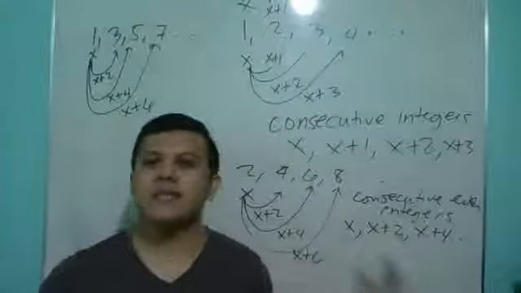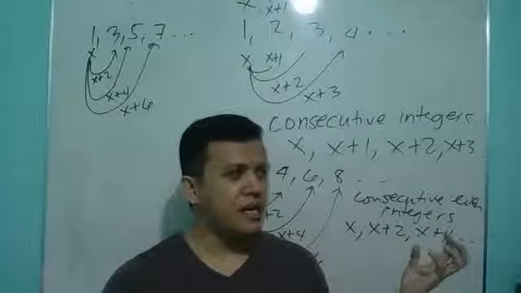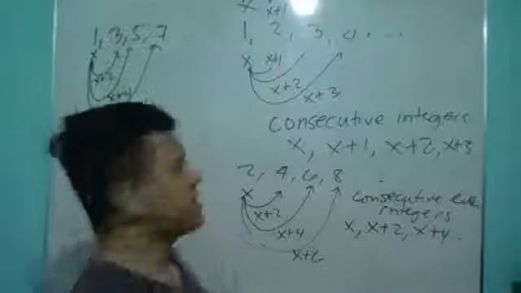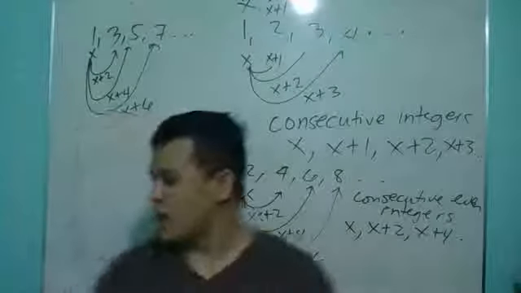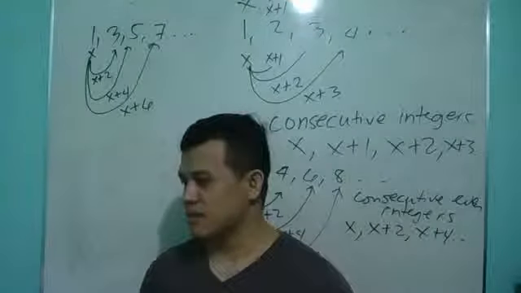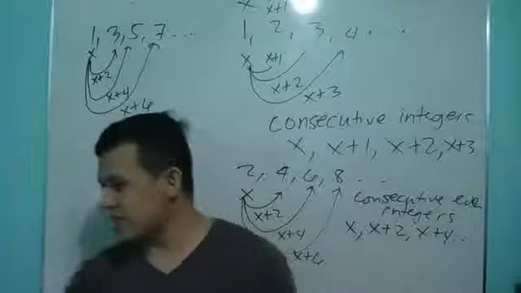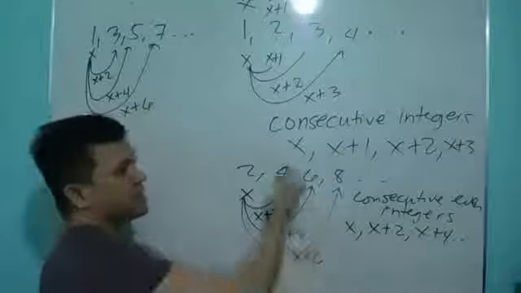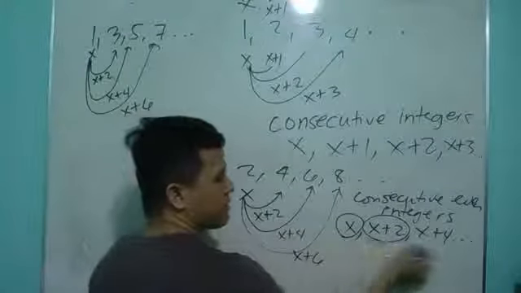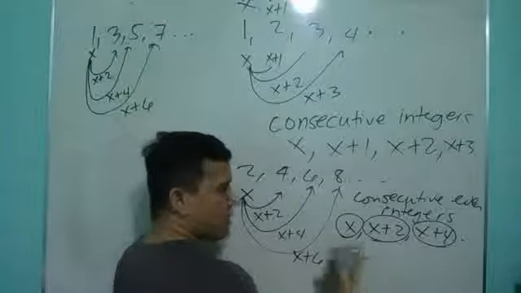Okay? So this is really very basic when you're going to encounter a number problem. So in this case, the question is: what is the sum of the first 3 consecutive positive even integers? Anyway, these are positive. So the first integer is x, the second integer is x plus 2, and the third integer is x plus 4.